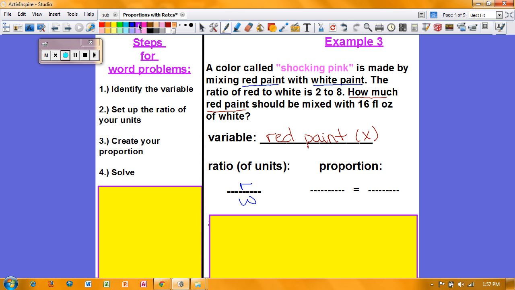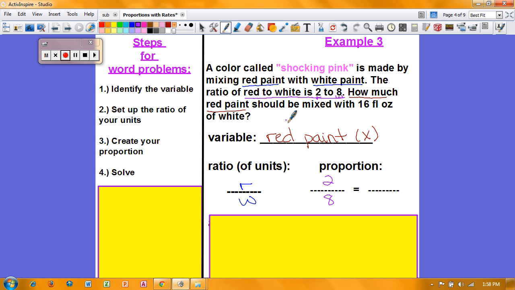Now I want to create the proportion. So how much red paint and white paint do they talk about in the problem? Well, it says here red to white is 2 to 8. So going in order, red first, then white, that means 2 is red, 8 is white. So if 2 is red, it will go on top here. If 8 is white, it will go on the bottom.